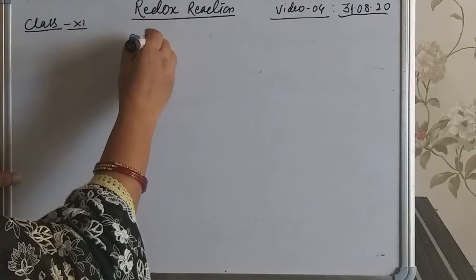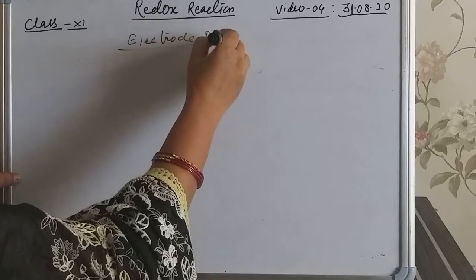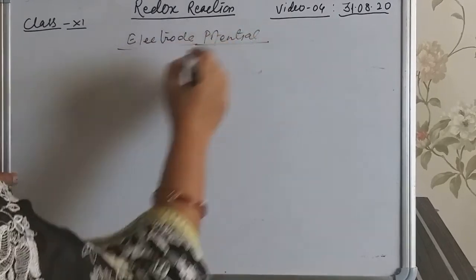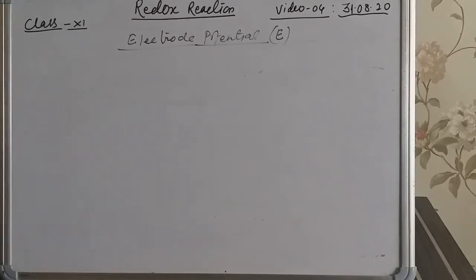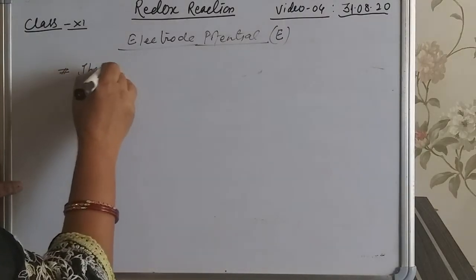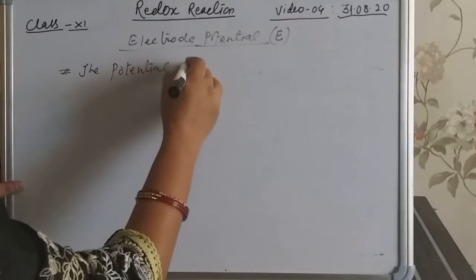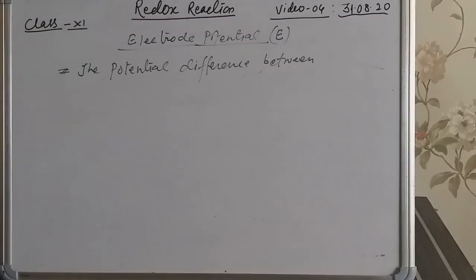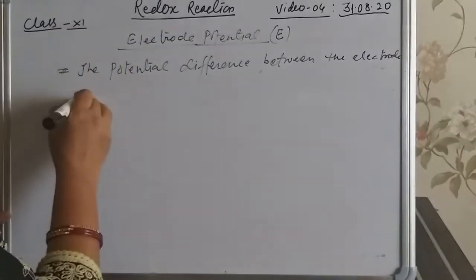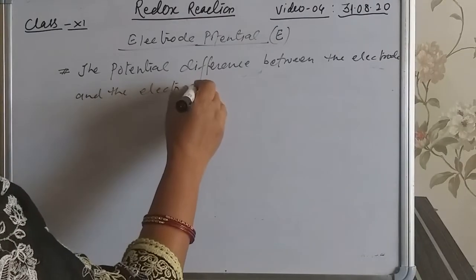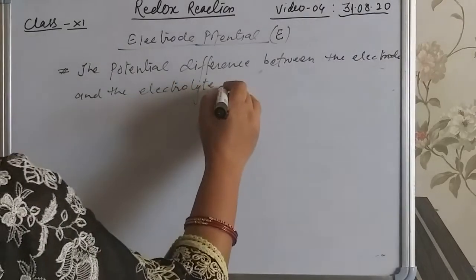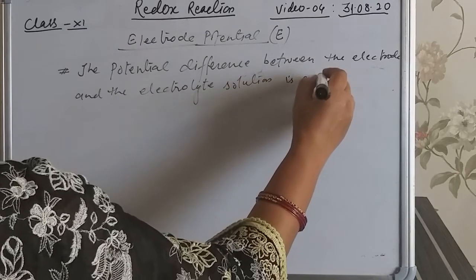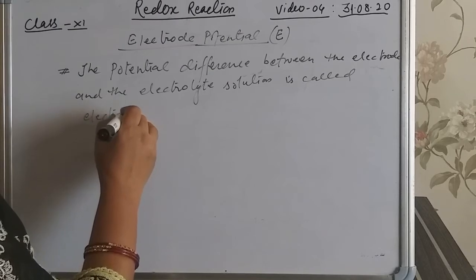So next topic is electrode potential. Electrode potential is represented by the letter E. Simply, we can say the electrode potential is the potential difference between the electrode and the electrolyte solution.